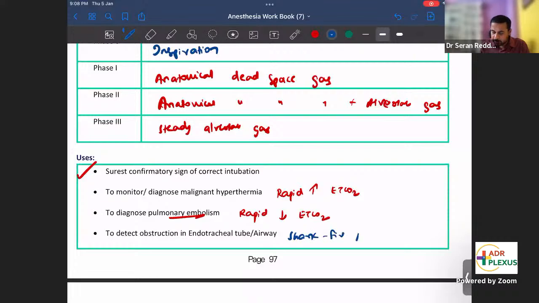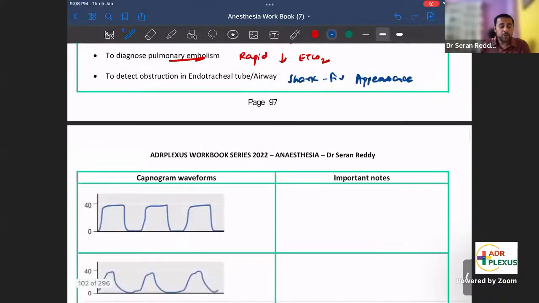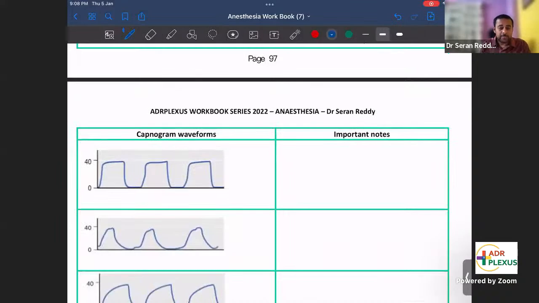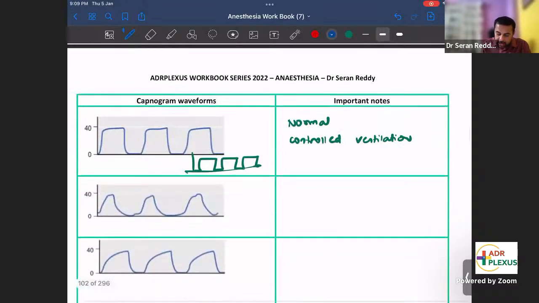We'll discuss each of the waveforms. Sharp fin appearance, this is what you have to remember. Then coming to capnography waveforms, the inverted, square-shaped waveform is controlled ventilation. This is normal, which you see in controlled ventilation. And if you see this inverted U-shaped form, this is also normal, but in spontaneous ventilation.